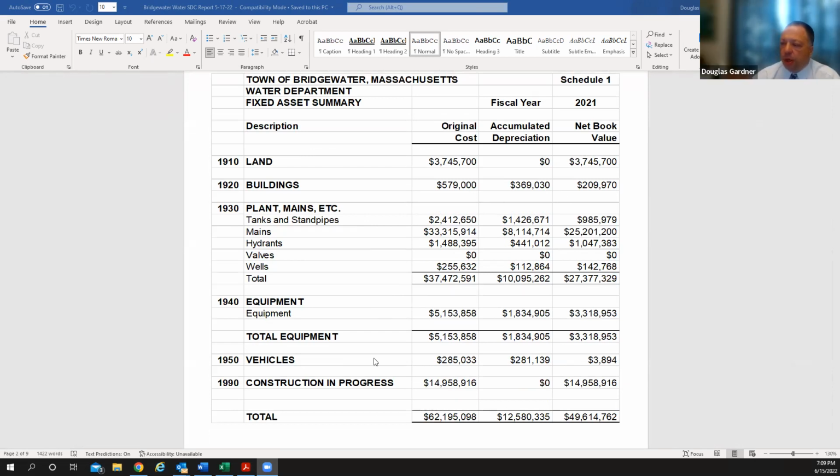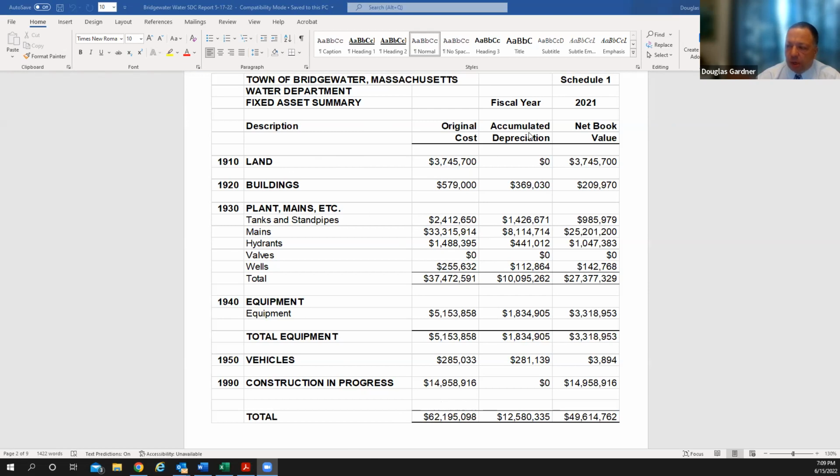So anyways, we have to determine the original cost, and we break it down between the various categories that GASB 34 has established for municipalities. So we determined that we have the land. I'm not going to go through all the numbers, but we came up with the original cost of the water system being $62 million.